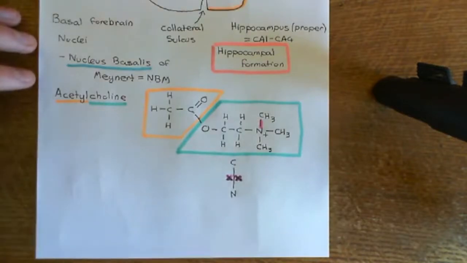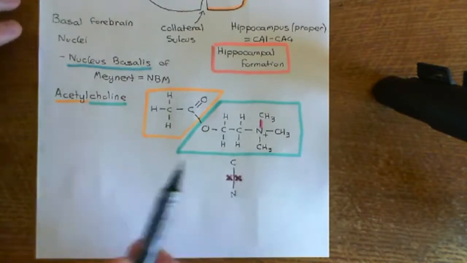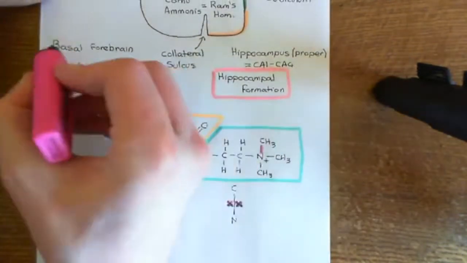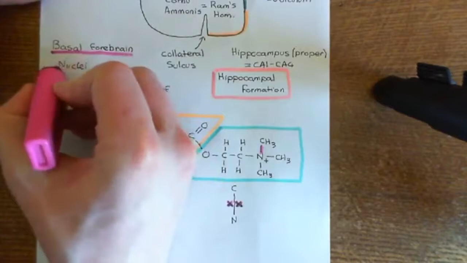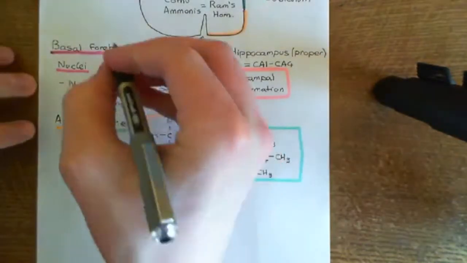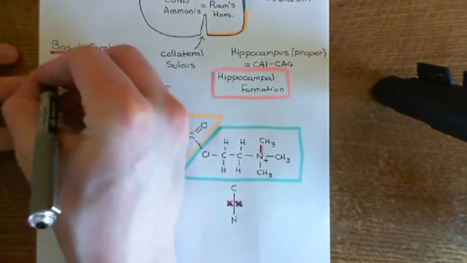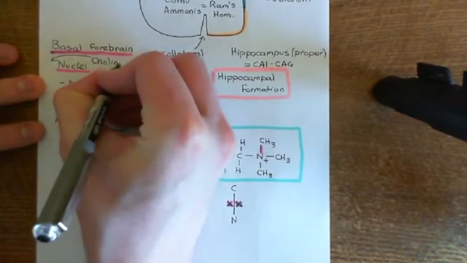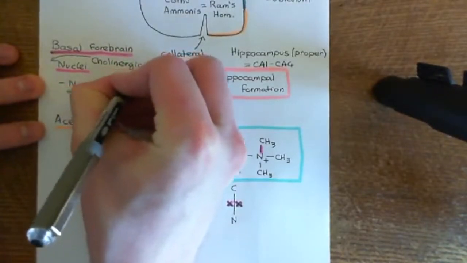So all the neurons which use this as their neurotransmitter are aggregated together into nuclei, basically. They all have their cell bodies in specific areas, and these nuclei that use acetylcholine are known as the basal forebrain nuclei, because they are at the base of the forebrain. Some people will even call them the basal forebrain cholinergic nuclei, because they use the neurotransmitter acetylcholine.